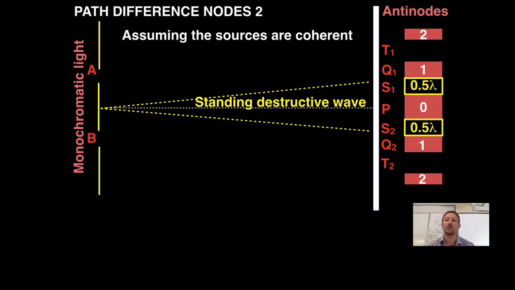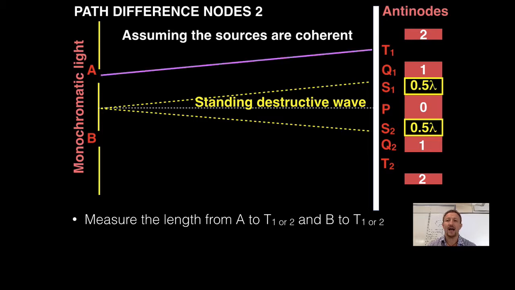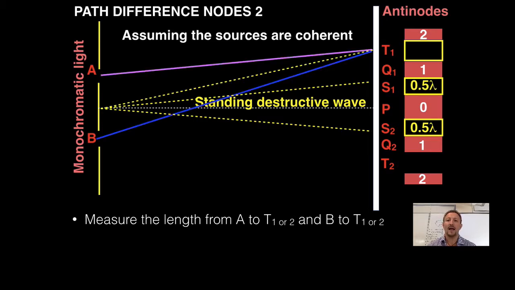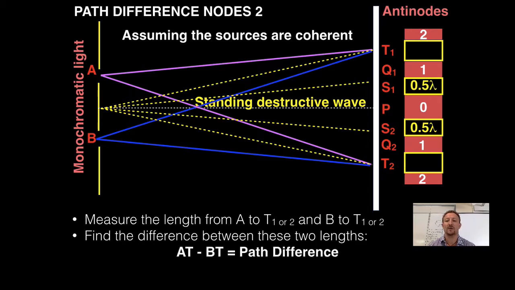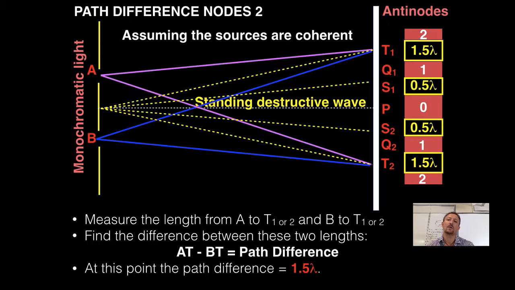In this case I'm going to call this T1 and T2. Again, I measure the distance A to T1 and B to T1, and that will give me my second node, or I can go from A to T2 and measure the distance B to T2 and take the 2 away. They will also give me a second nodal point. Now in this case, when I take the 2 lengths away, AT minus BT, the path difference will not be half a wavelength, it will be 1.5 wavelengths. As a result, we can call these nodal points 1.5 wavelength differences.